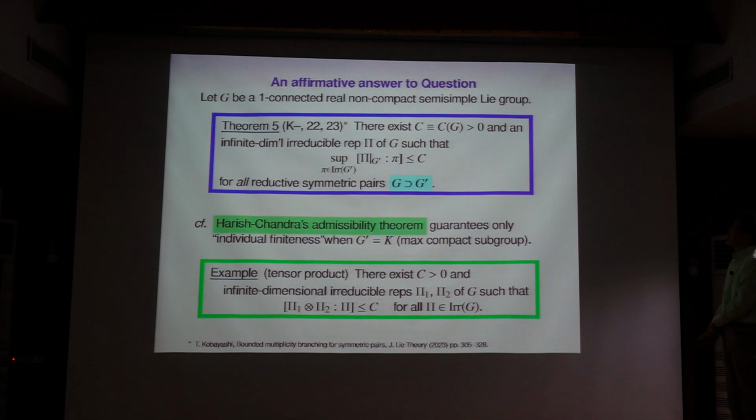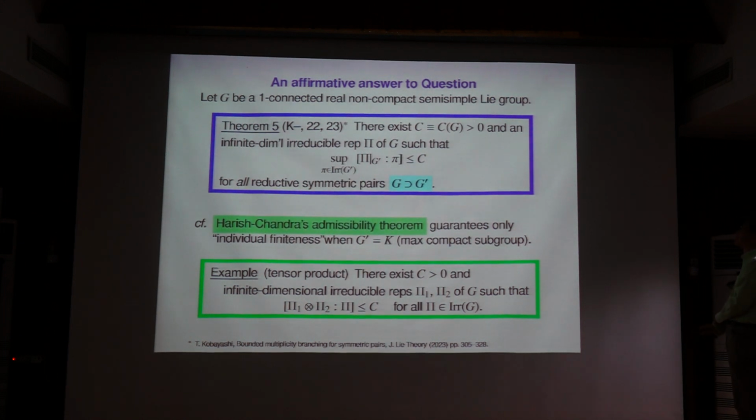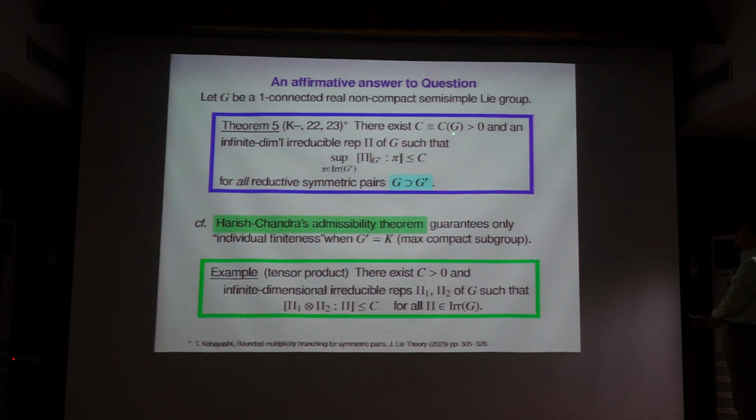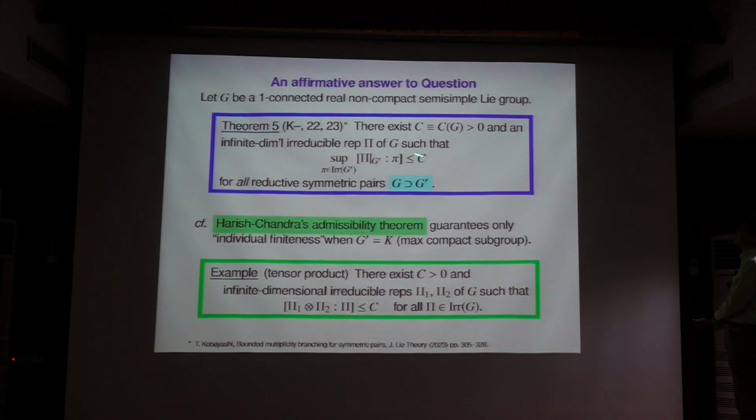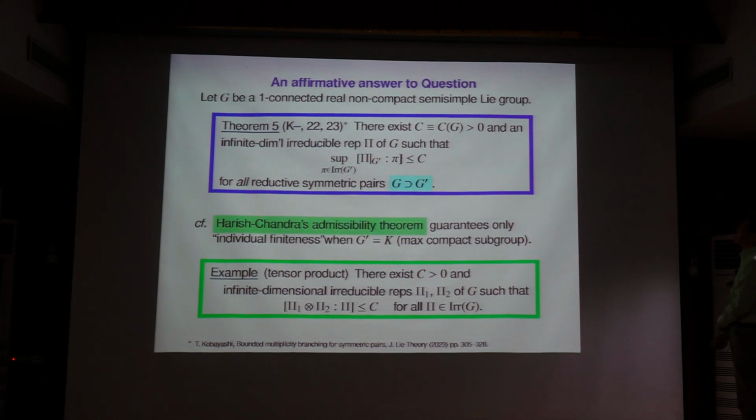The answer is yes. So for simplicity, let G be a simply connected non-compact semisimple Lie group. Then there always exists an infinite dimensional irreducible representation pi of G such that, and also there exists some constant C such that the multiplicity is uniformly bounded for all the irreducible representations of the subgroups and all possible reductive symmetric pairs G and G prime. So there are such infinite dimensional representations.